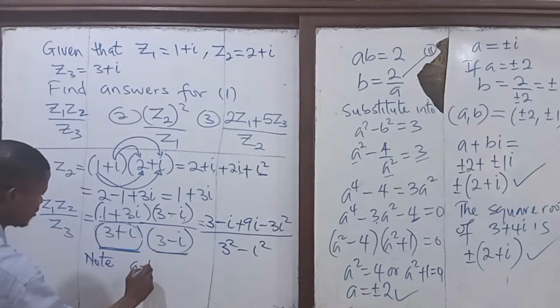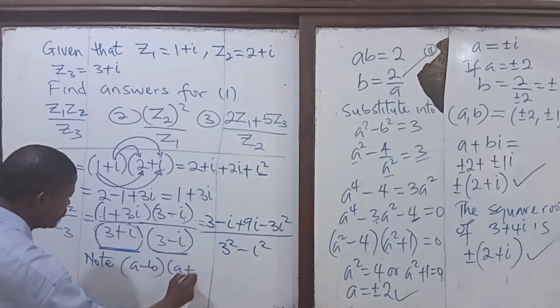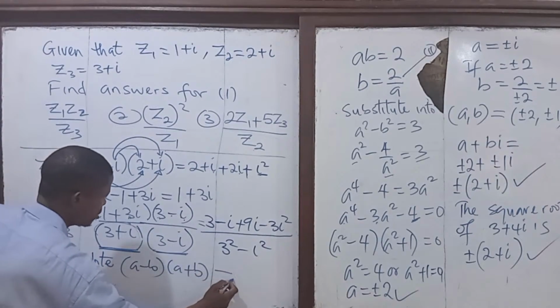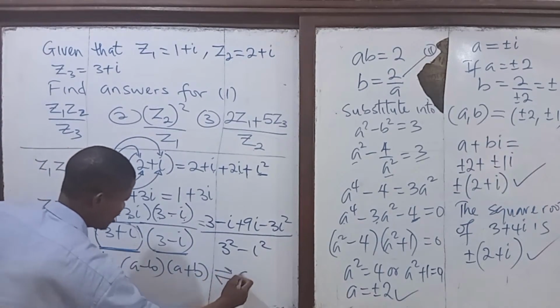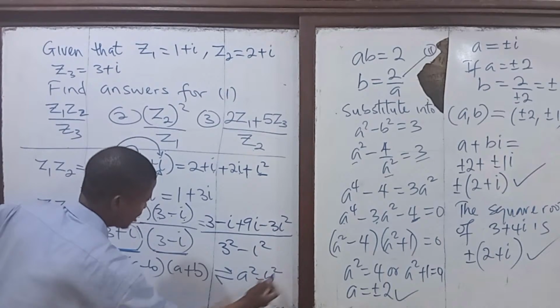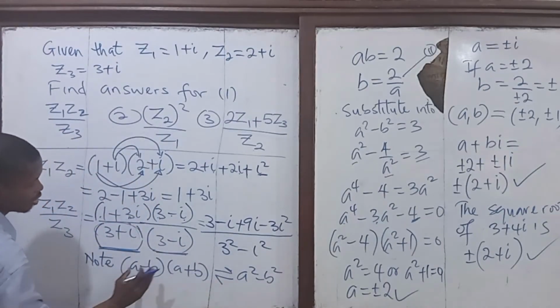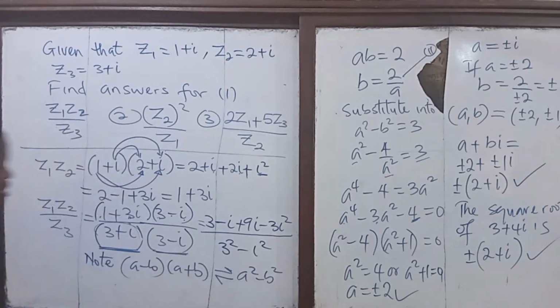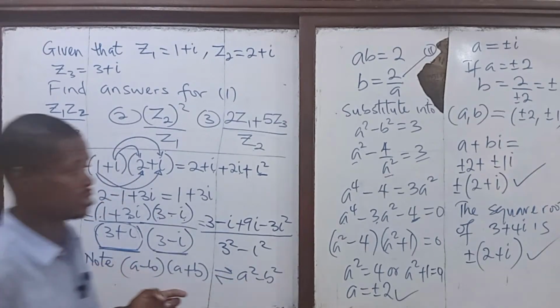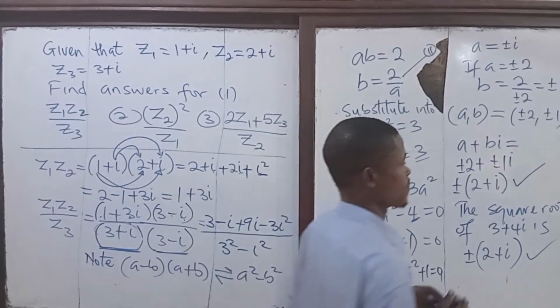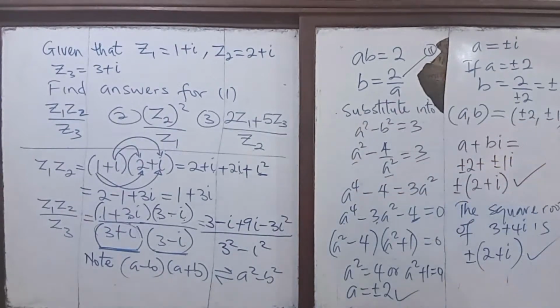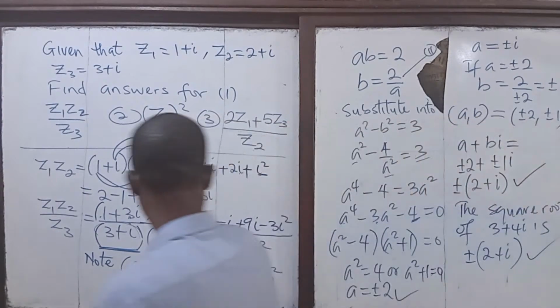Note that a minus b times a plus b is equal to, and vice versa, a squared minus b squared. So if you have something like this, you can turn it to this one, and also you can turn this one to this one. It must be the same expression with alternating sign. So that's that on that case.